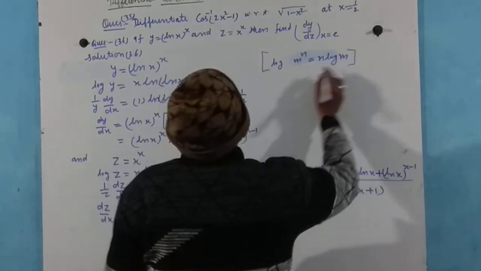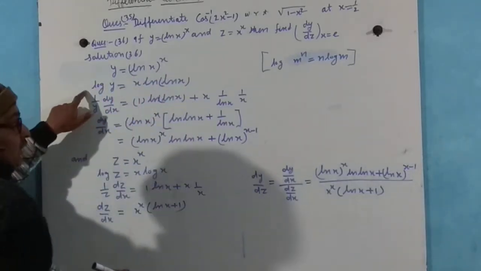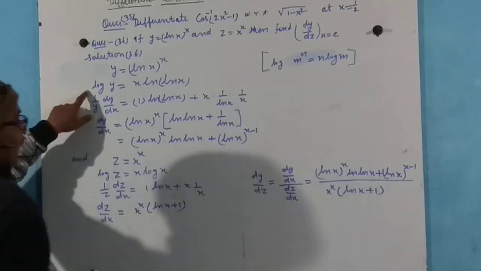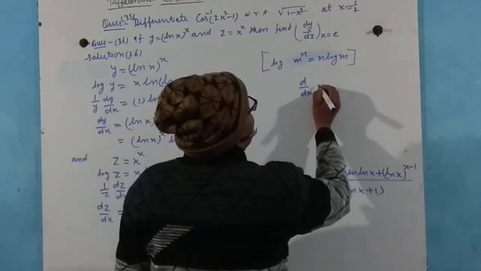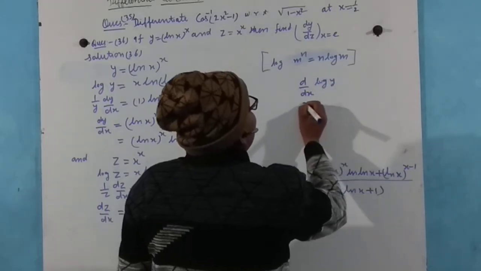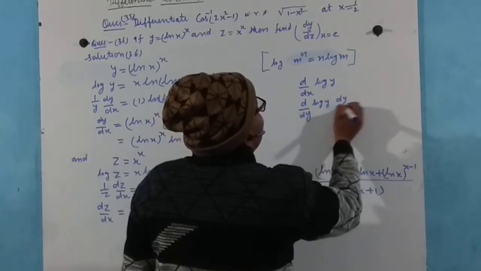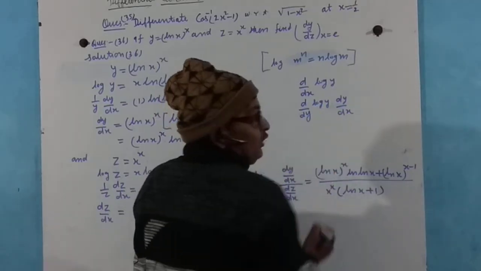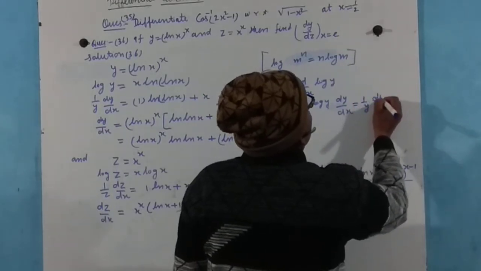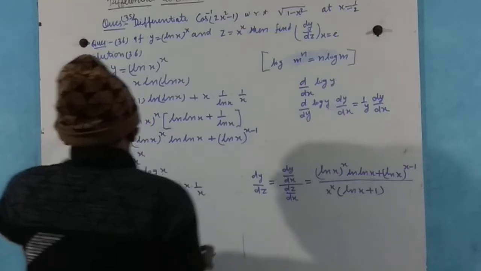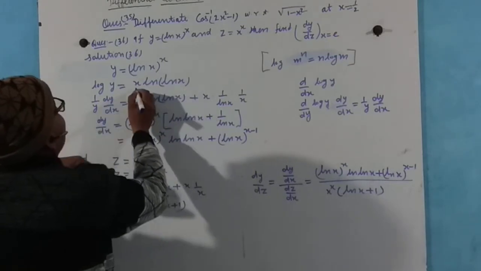In a similar way, this can be written as x log x. Differentiating with respect to x, d by dx of log y can be written as d by dy of log y into dy by dx, and d by dx of log x is 1 by x, so that 1 by y dy by dx equals this first term and this second term.